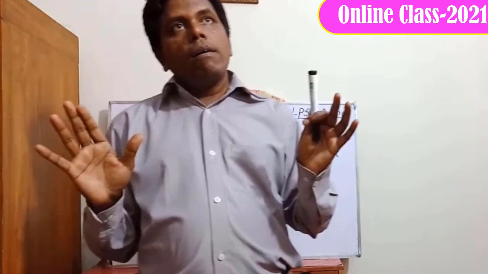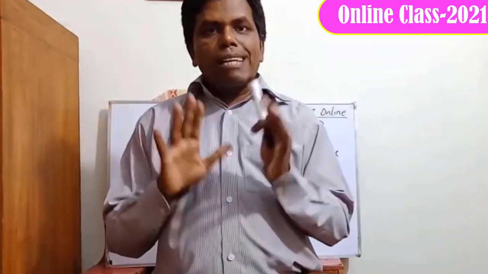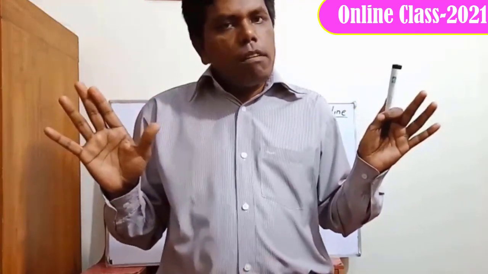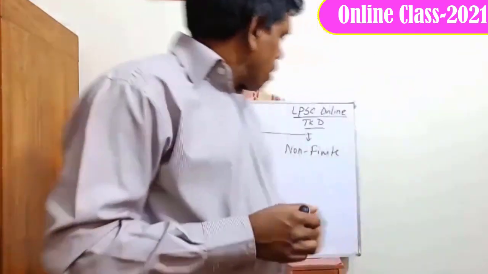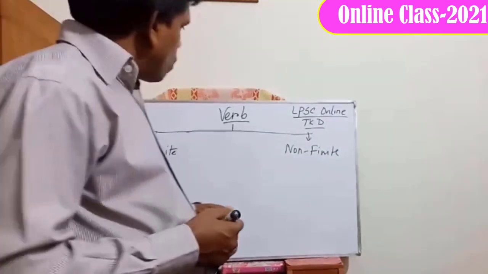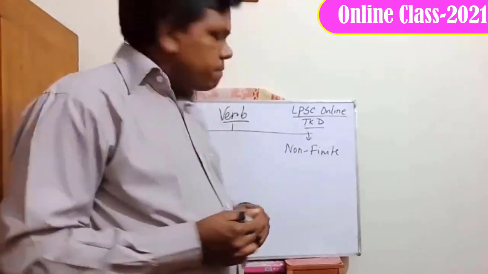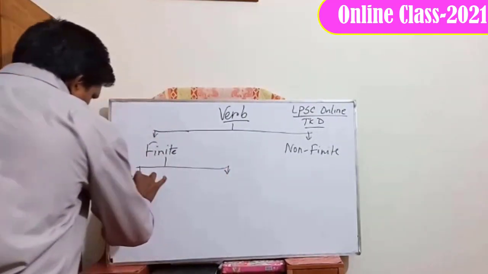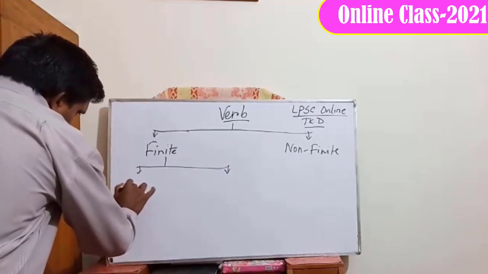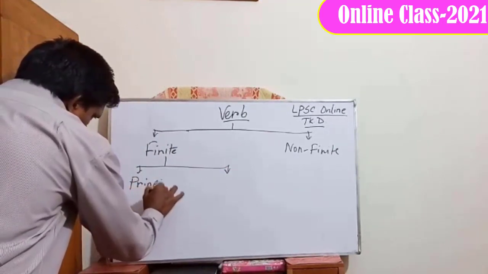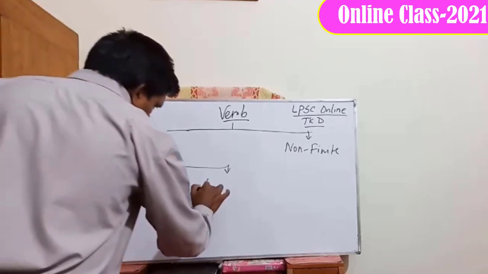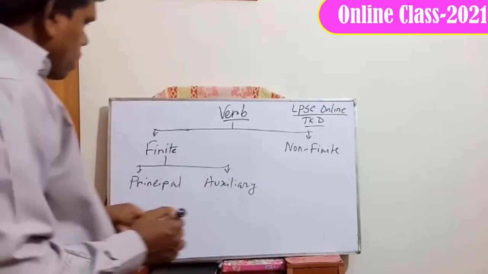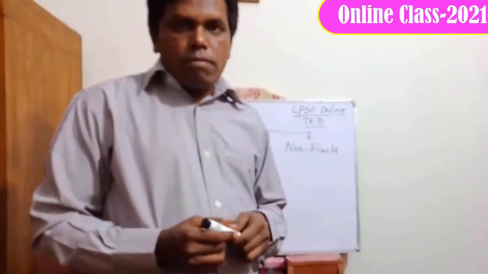Actually, it can help to make a sentence meaningful, and of course complete. So without a finite verb, no sentence can be made. And this finite also has 2 branches: one is principal and the other is auxiliary. Got it? Principal verb and auxiliary verb.